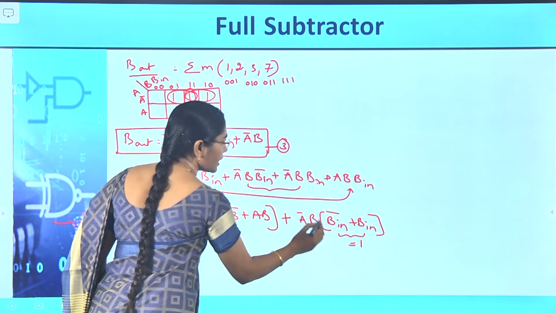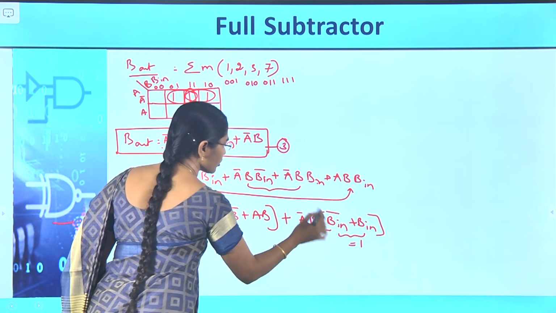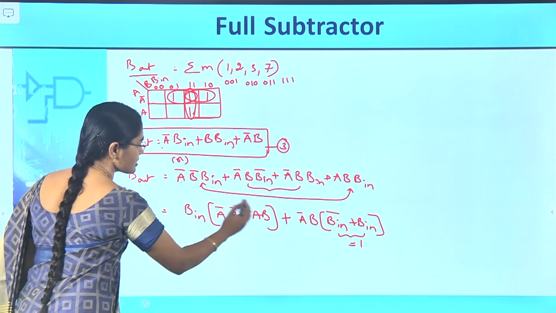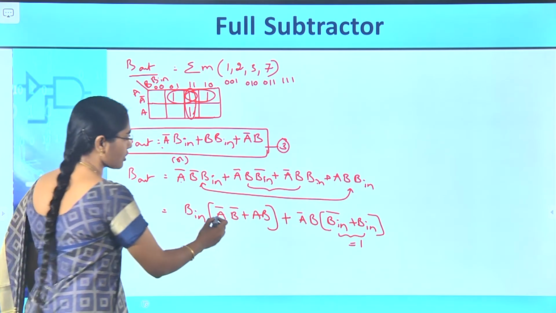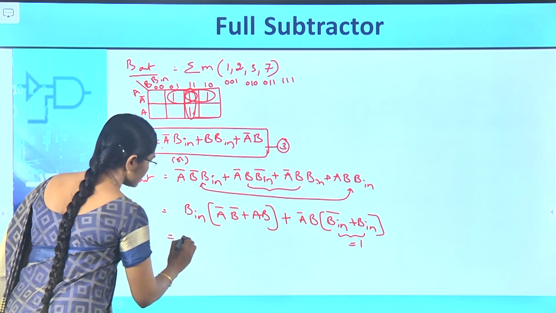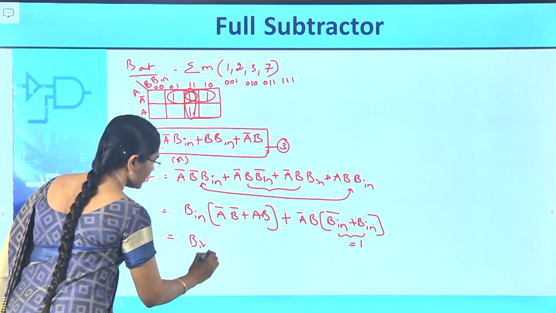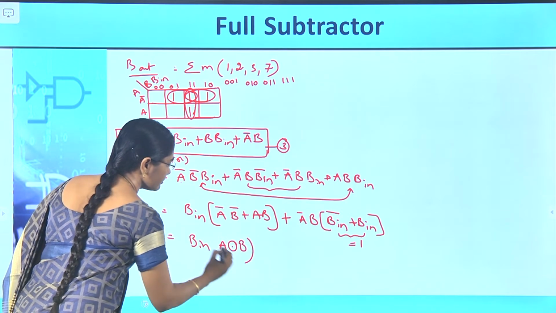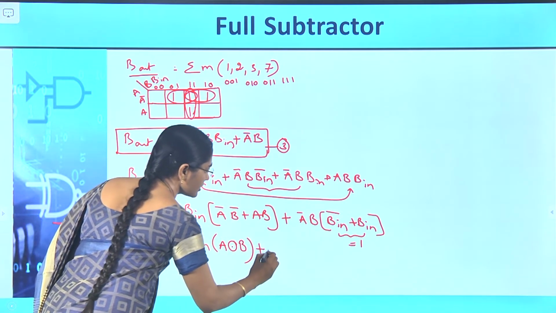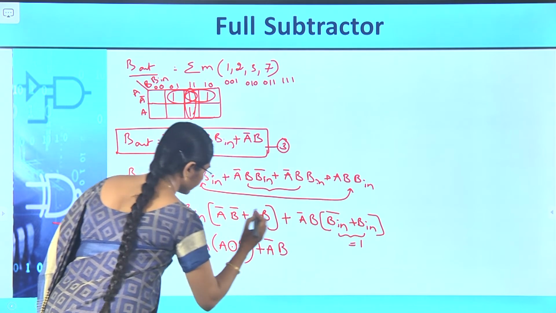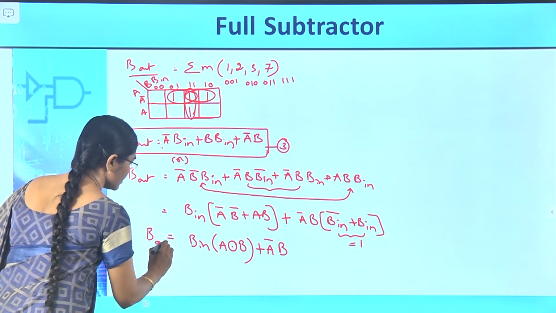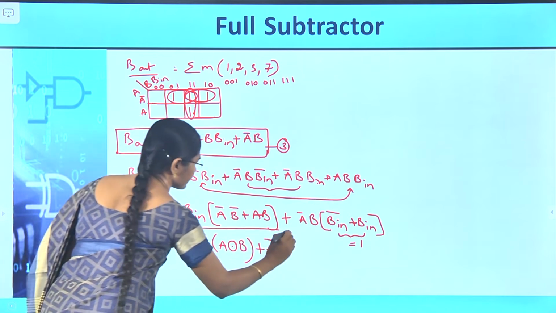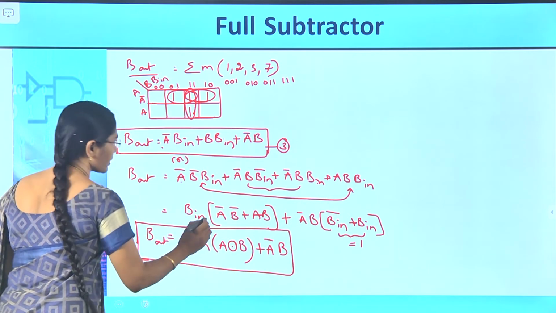Then a bar b into 1 is equal to a bar b. Here it is XNOR, sorry, XNOR a bar b. So we can write that as b in into a XNOR b plus a bar b, that is b out. This is one more expression.